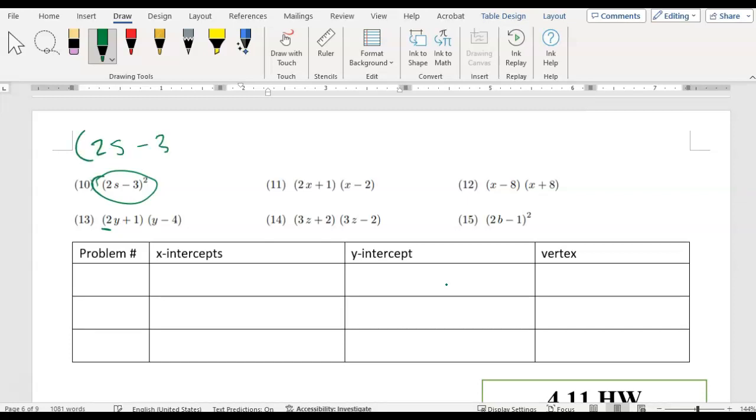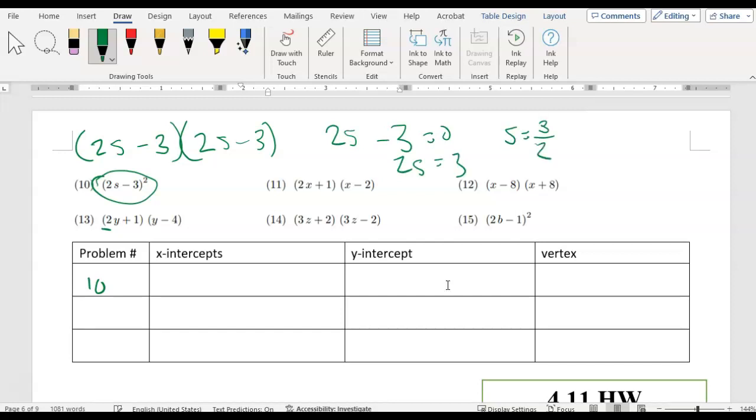This is the same as 2s minus 3 times 2s minus 3. So problem 10 is the one I'm choosing to do. Now notice these are the exact same, so the x-intercept is going to be the same, which means there's only going to be one x-intercept. And so here we would do 2s minus 3 equals 0, 2s equals 3, s then equals 3 over 2. So we have 3 over 2, or 1.5, comma 0. And then the y-intercept here would be positive 9, 0, comma 9.